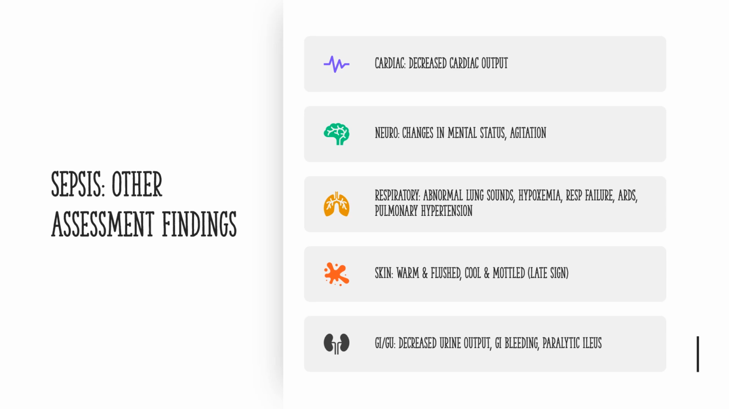And then GI and GU, we kind of talked about this. You'll start to have patients in acute kidney injury, so decreased urine output, GI bleeding potentially, and paralytic ileus in the bowels because everything is going to start to slow down.